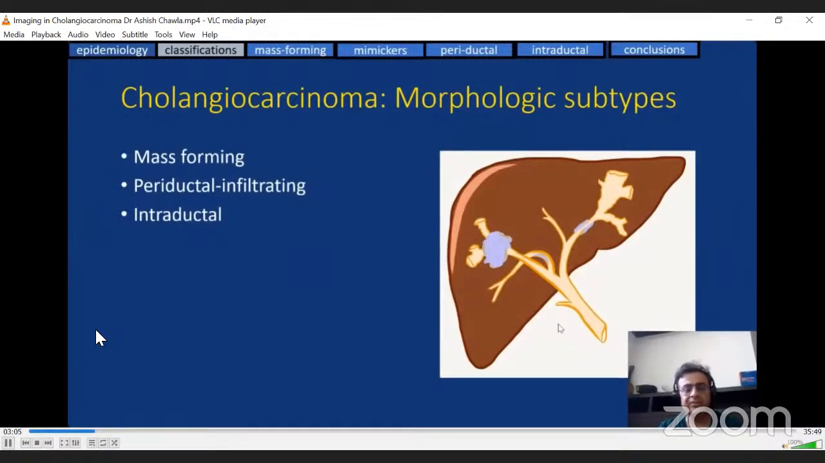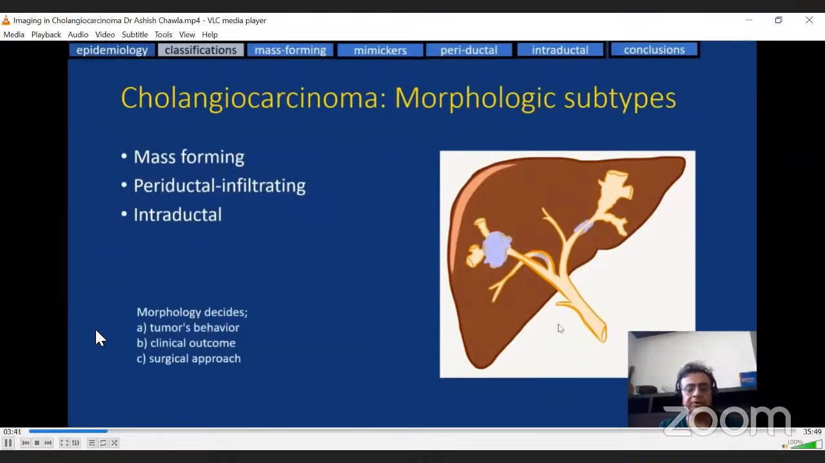These can be divided into mass-forming cholangiocarcinoma. The mass-forming type tends to invade into the liver parenchyma. They tend to obliterate the portal vein without invading into it. Whereas the second type, the periductal infiltrating type, tends to grow along the bile duct, so they usually present with long strictures and dilatation. The third type, the intraductal type, grows into the duct as a papillary mass, expanding the bile duct. This one has the best prognosis.